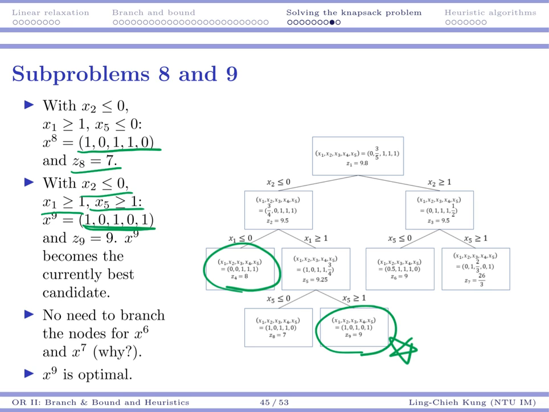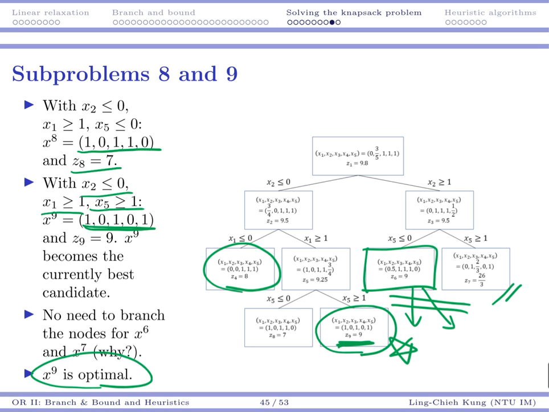Then we are lucky because there's no need to keep branching on subproblem 6. Why is that? Because in this case, this guy cannot generate any integer solution that is better than the current solution. So there's no need to do this. And of course, there's also no need to do the subproblem 7. So x9 is optimal, and then we are done with this knapsack problem.